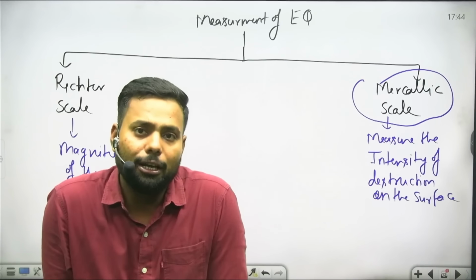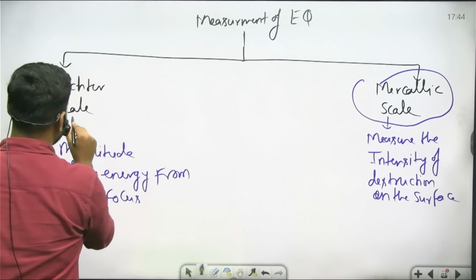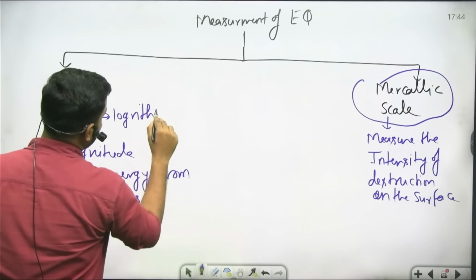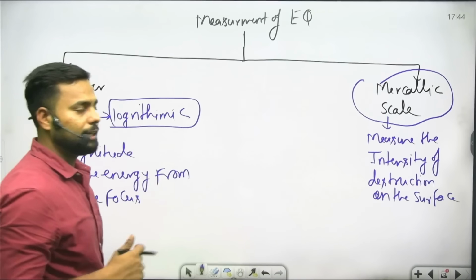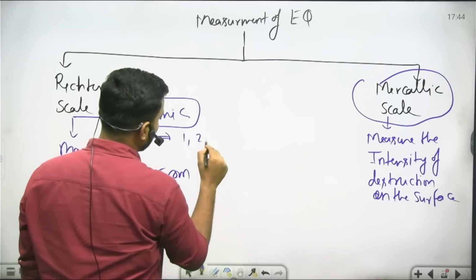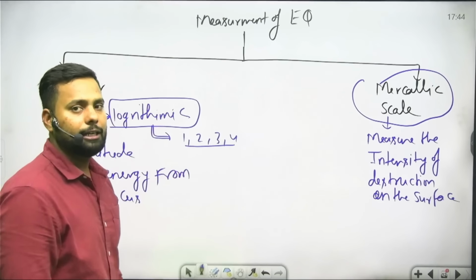Richter scale is a logarithmic scale. You have to write down here. The Richter scale is a logarithmic scale. What does it mean by logarithmic scale? Logarithmic scale इसका मतलब है this scale is moving from 1, 2, 3 and 4. Sequence alternate है. ठीक. It is a logarithmic scale.